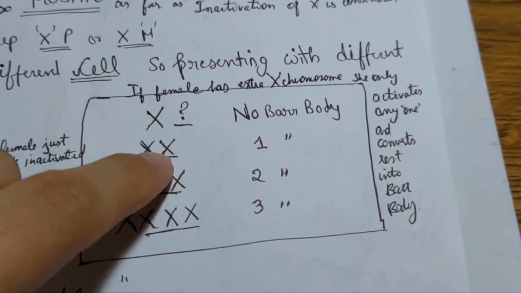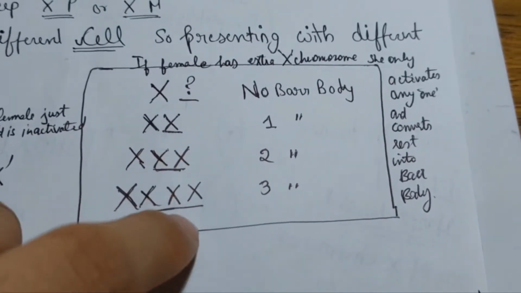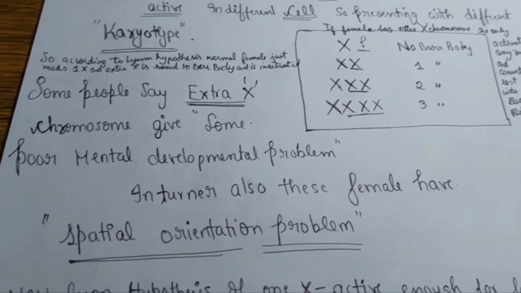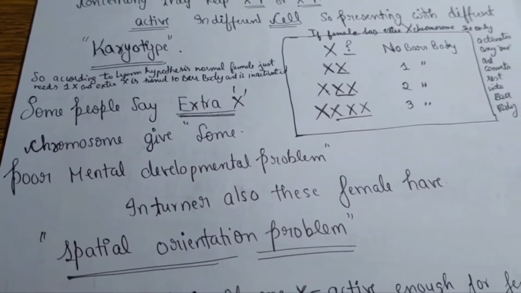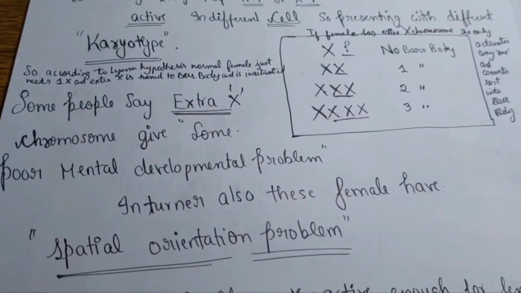If she has two X chromosomes, one Barr body, that's a normal female. If the female has three X chromosomes, she's going to have two Barr bodies, and if she has four X chromosomes, she's going to have three Barr bodies. According to some scientists, an extra X chromosome gives some poor mental developmental problems.